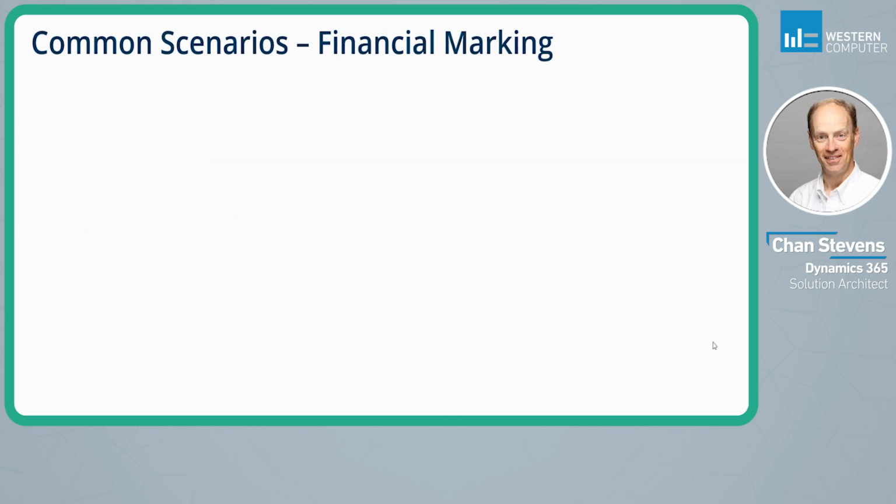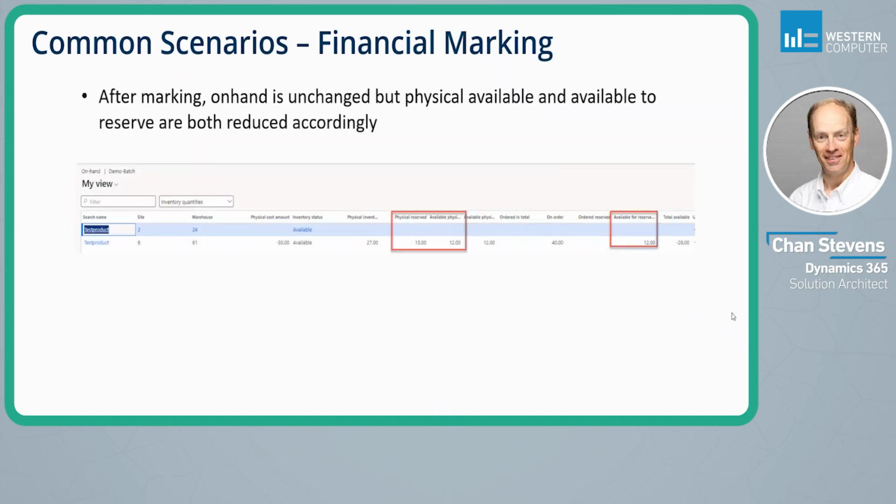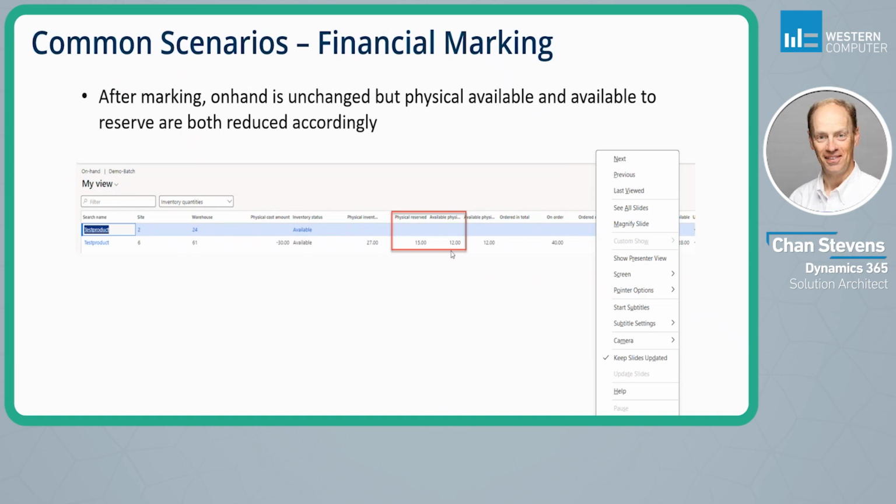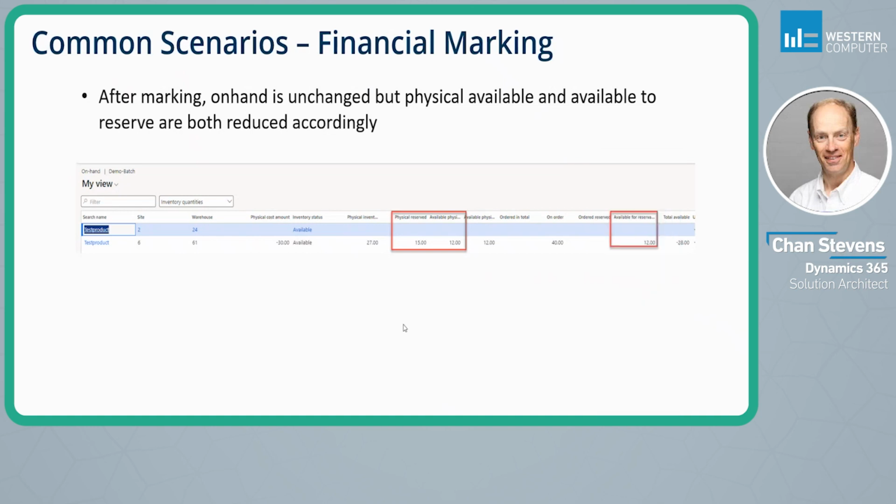Okay. Now, after marking, I have reduced my physical available from 22 to 12. I've reduced my available to reserve from 22 to 12, and I'm still oversold. So I still have not consumed this yet. Works the same as a reservation so far.